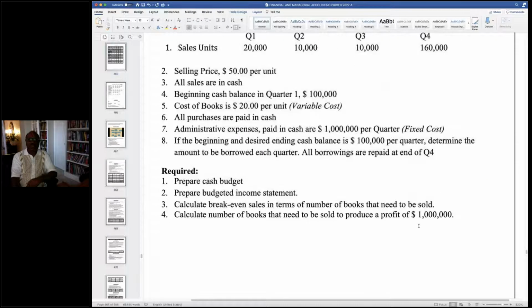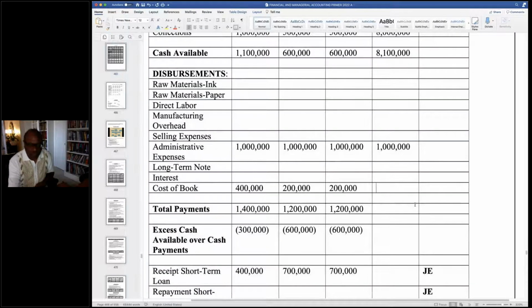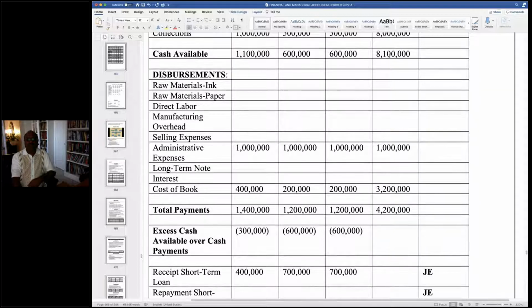$160,000 books. 3,200,000. So now our total cost is what? 4,200,000. So what's our excess cash? 8,000,000 minus 4,200,000. We finally get some excess cash. How much is that? Is that 3,800,000? Yes.